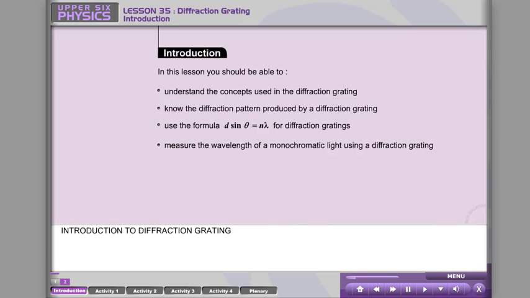Introduction to Diffraction Grating. In this lesson, you should be able to understand the concepts used in the diffraction grating, know the diffraction pattern produced by a diffraction grating, use the formula d sin θ = nλ for diffraction gratings, and measure the wavelength of a monochromatic light using a diffraction grating.